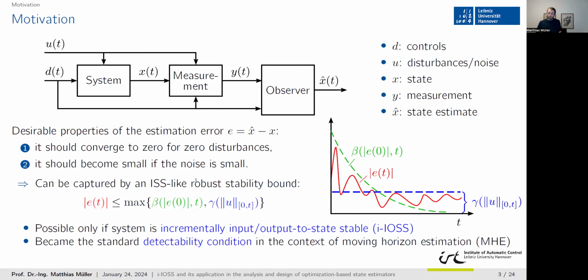And in particular, in the context of the latter, so moving horizon estimation, this notion in the last 10 years has established itself as the widely used detectability condition, which was used both for the analysis and the design of these type of estimators. And that's the subject of today's talk. In the first part, as I mentioned, I will again discuss this notion in a little bit more detail and then show how we really use it for the design of these optimization-based state estimators.